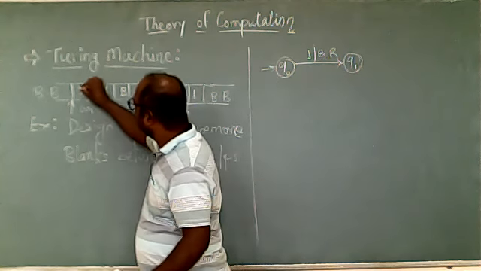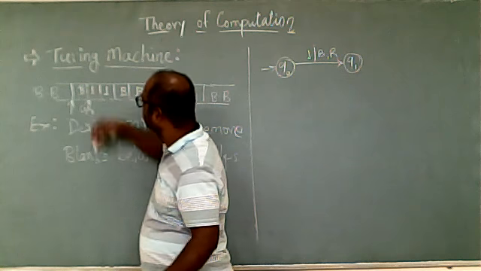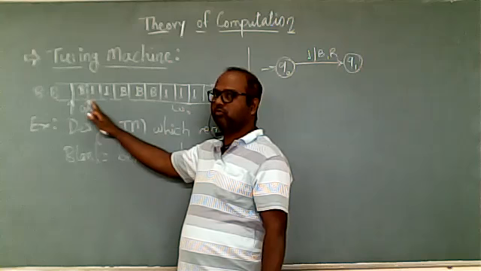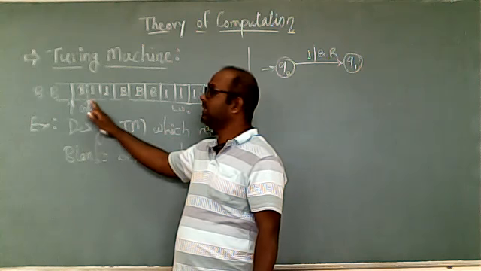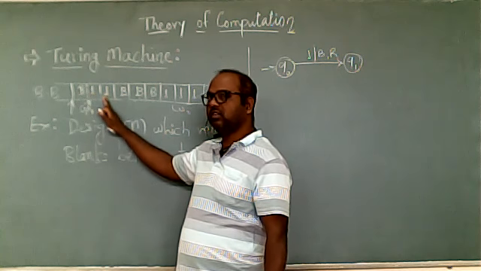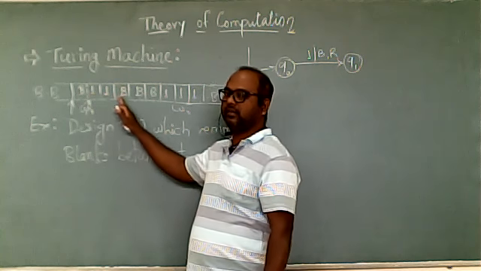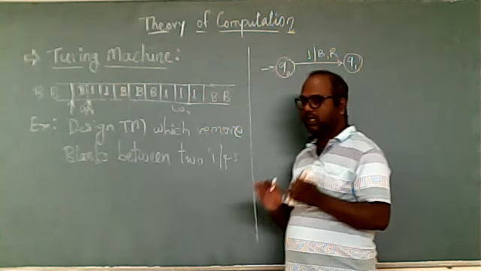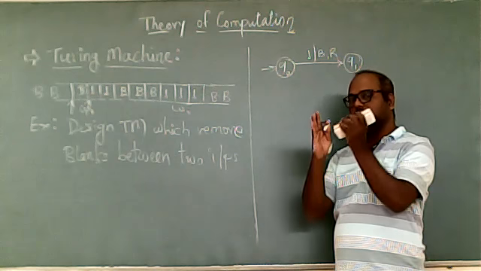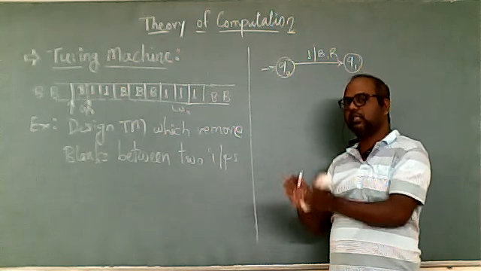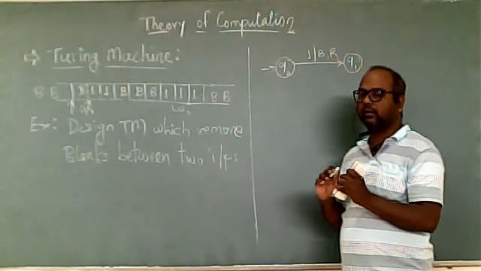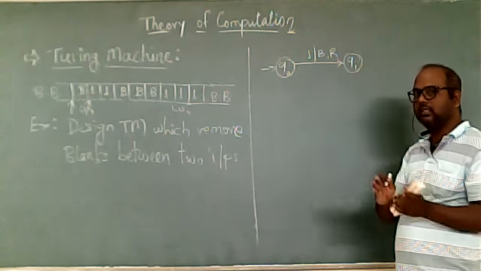Now this will become blank and the read write head is here. What is your input now? 1. So what do we have to do with this one? Nothing. We just have to skip it and move right. If I am getting 1 again, we skip it and move right. If I am getting 1, keep it as it is and move right, till we are getting a blank.